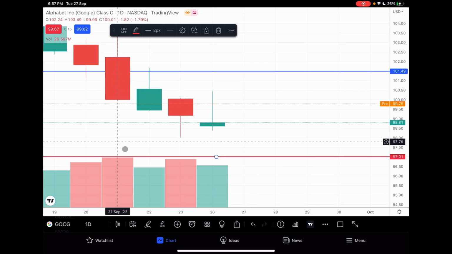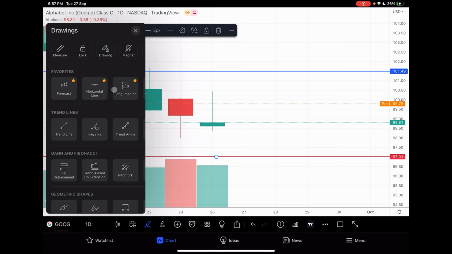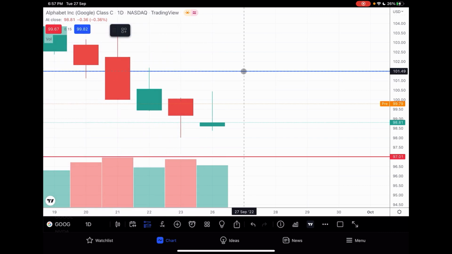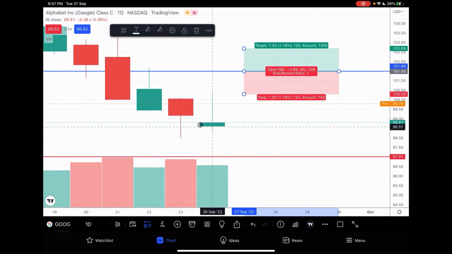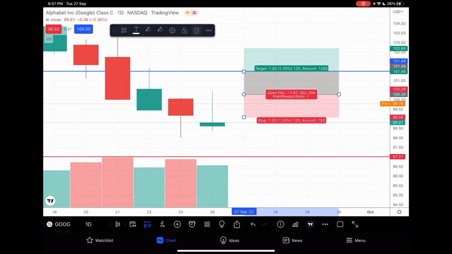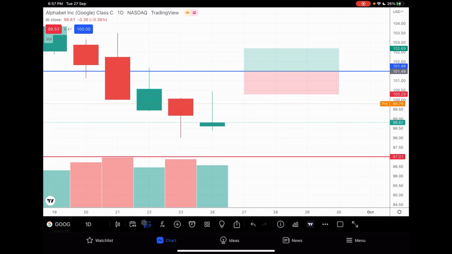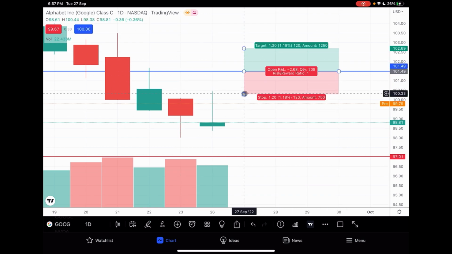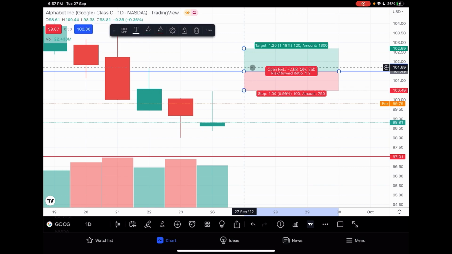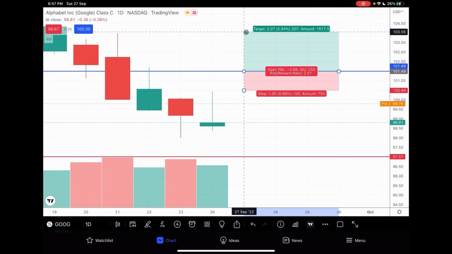The stop loss and the target. Here's an interesting thing: today Google is going to be sideways, so I am not expecting a big move. Even then, we are giving you the levels, the stop loss and the target levels. $1 stop loss and $2 target.